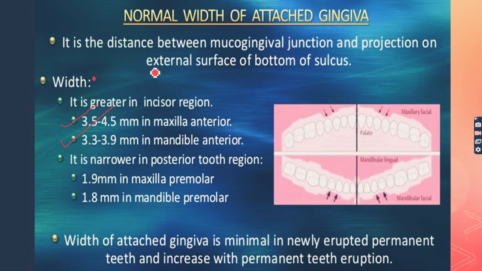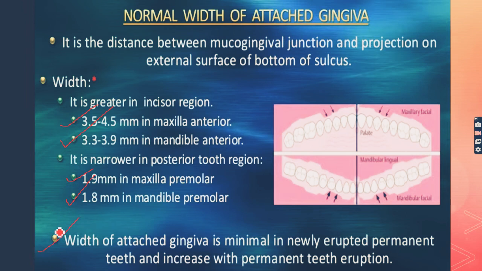Now come to width of the attached gingiva. It is the distance between the mucogingival junction and the projection on the external surface of the bottom of the sulcus. The width is greater in the incisor region, 3.5 to 4.5 mm in maxilla anterior and 3.3 to 3.9 mm in mandible anterior. It is narrower in the posterior teeth region, 1.9 mm in maxilla premolar and 1.8 mm in mandible premolar. The width of the attached gingiva is minimal in newly erupted permanent teeth and increases with permanent teeth eruption.